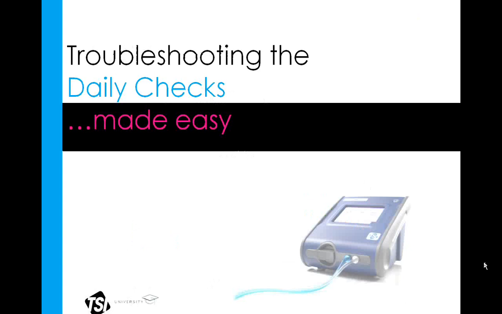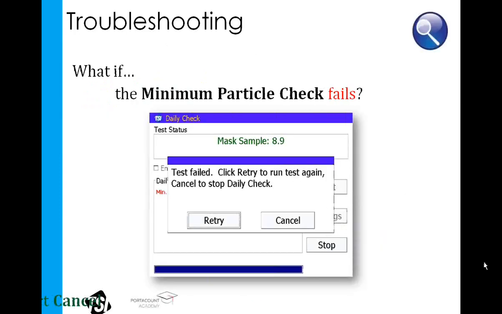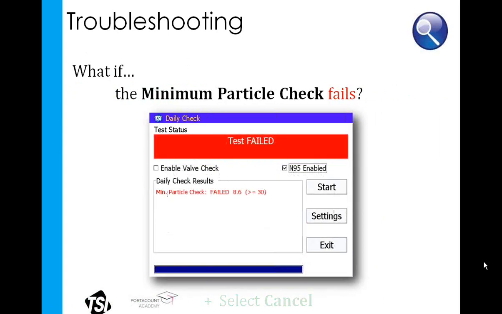Now that we've walked through the daily checks, we're going to go through the steps I would recommend, and in the order I would recommend them, when troubleshooting the daily checks. We'll begin with the first daily check, the minimum particle check. If this check fails, I would recommend tapping on Cancel rather than Retry. This will allow us to take a look at the value by which we failed. In this example, 8.6, and remember, we needed a minimum of 30 because I have that N95 enabled.